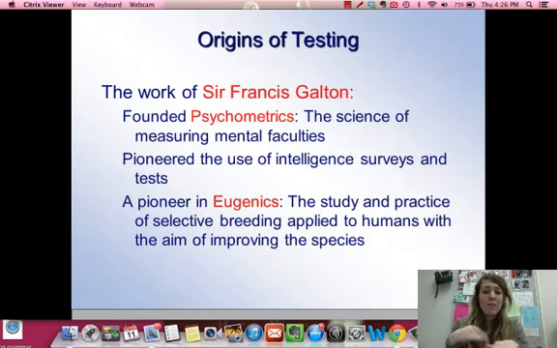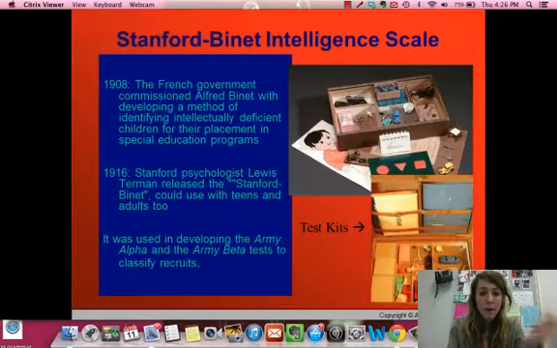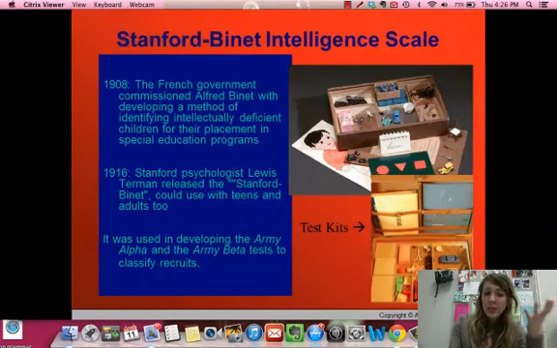So this is not a very pretty side of psychology, right? And we obviously don't use it for this today, but this is what it was once upon a time. The first real intelligence test was in 1908, and in France everyone had to go to school, so the government wanted to figure out which kids should go in what grade.